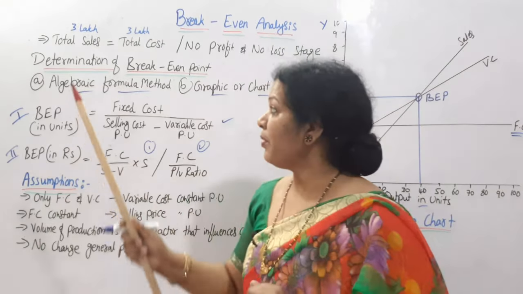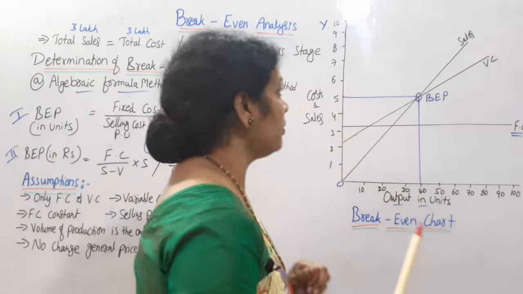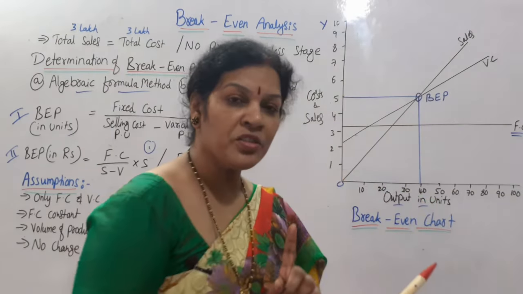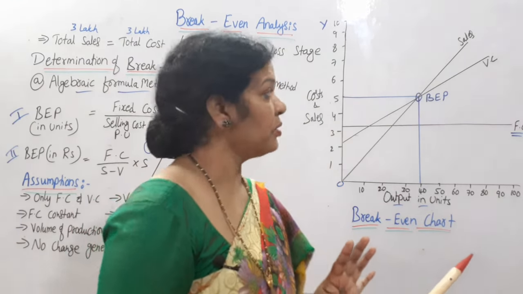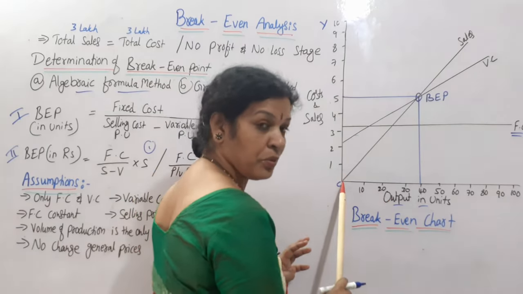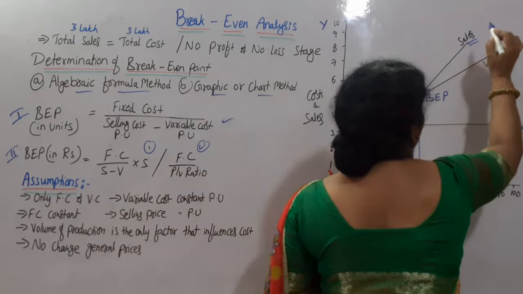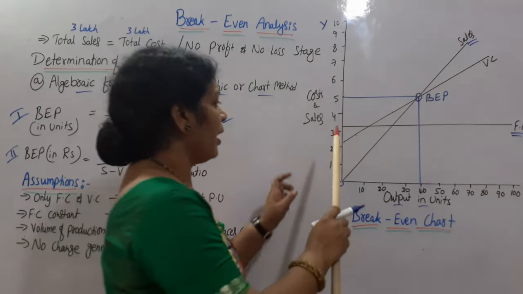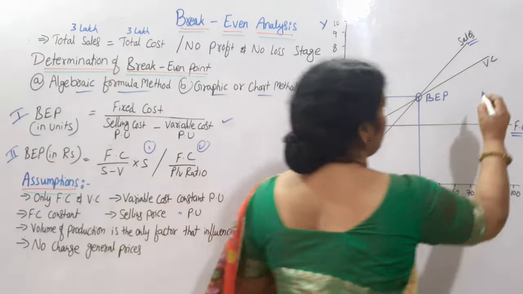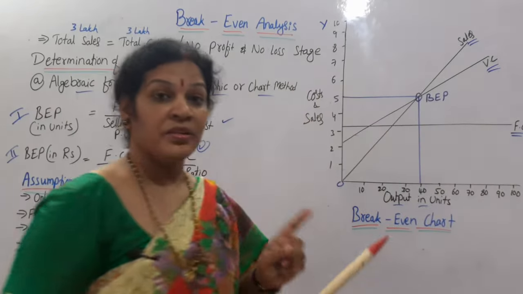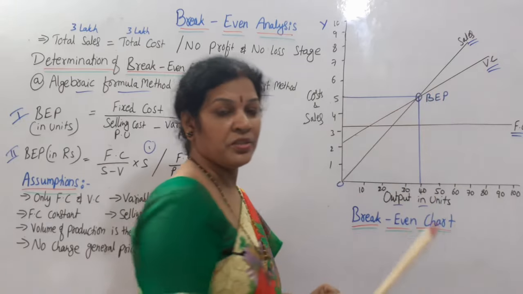What is the break-even point? Where total sales are equal to total cost. Here, cost means nothing but variable cost only. Fixed cost is always constant. Now from zero, if you draw one line, that will be the sales. And somewhere here, if you take another line, you get the variable cost. Sales is this line and variable cost is this one.